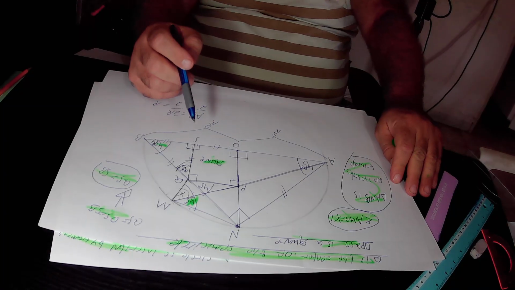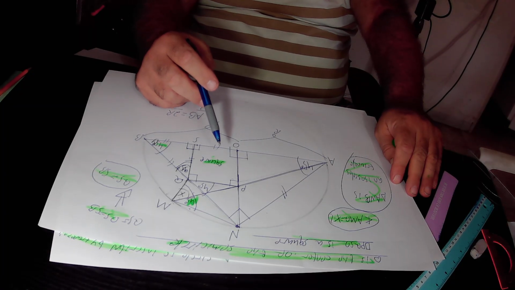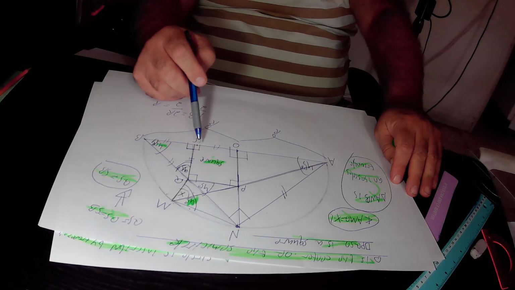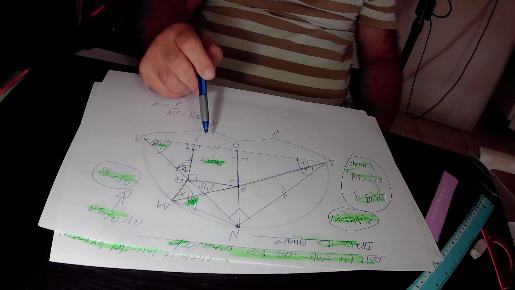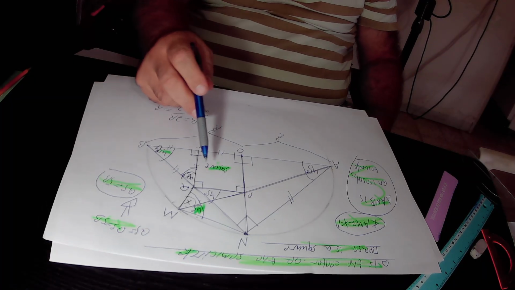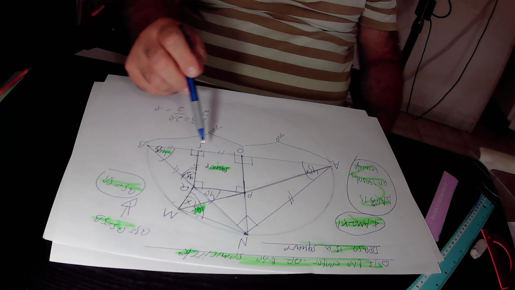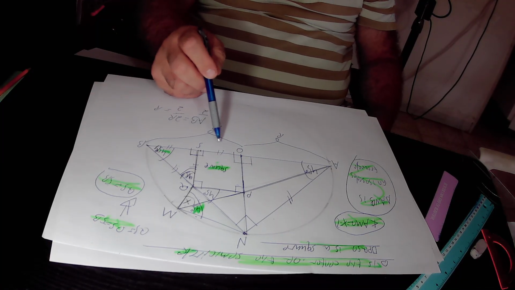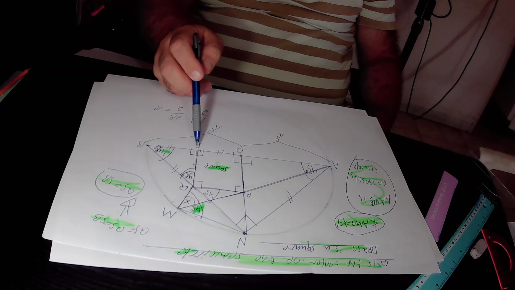We know that the opposite sides of a square are parallel to each other. So in square PQSO, side PQ is parallel to the opposite side OS. Again, PQ is parallel to OS.